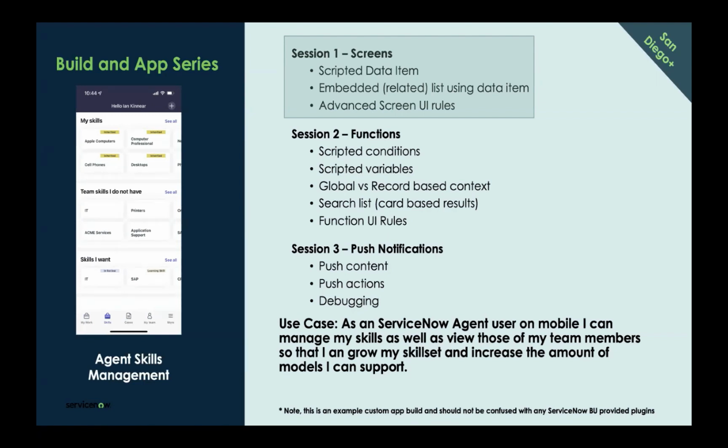Okay. So for the use case in this series, we're going to be taking advantage of the skills management plugin. This is a plugin that allows you to set skills for users or groups, and for you to be able to assign tasks or projects based on the skill levels of your employees. And this is a table that should be available across all customers. And with this plugin, we are building a custom skills management app that will allow your agents to view and manage their skills, so that as they're growing their skill sets, they can also increase the amount of models that they can support.